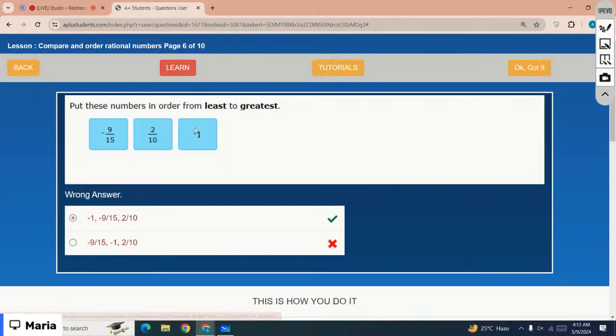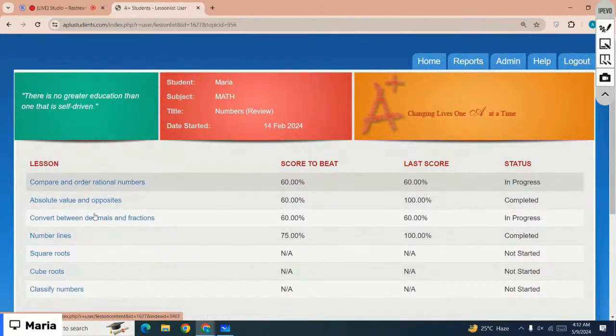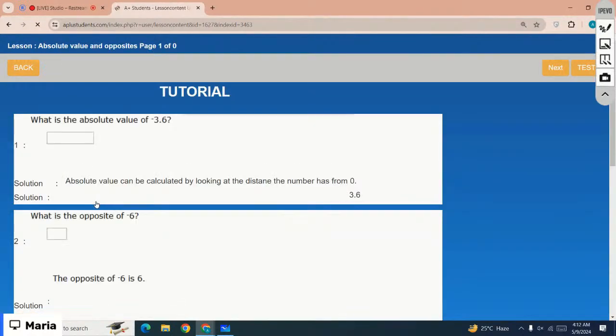Okay, you can complete the lesson by yourself later today. Let me just move on to the next lesson. And the next lesson is absolute value and opposites. So what is the absolute value of negative 3.6?